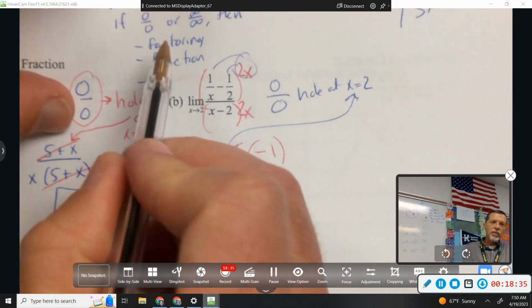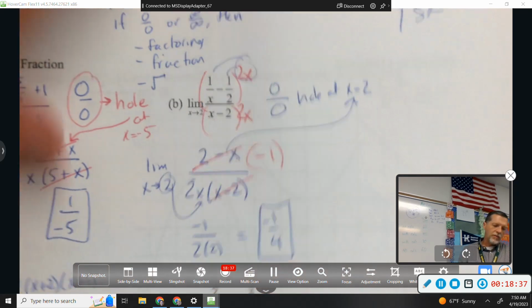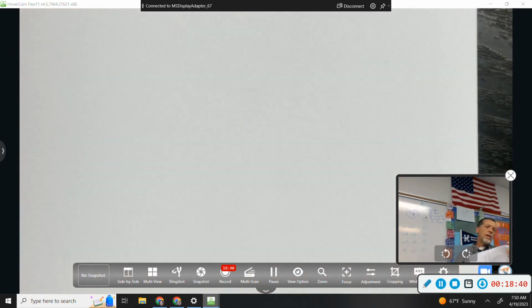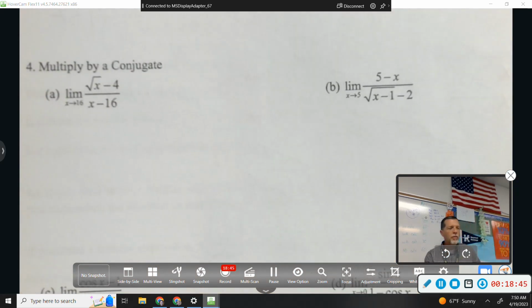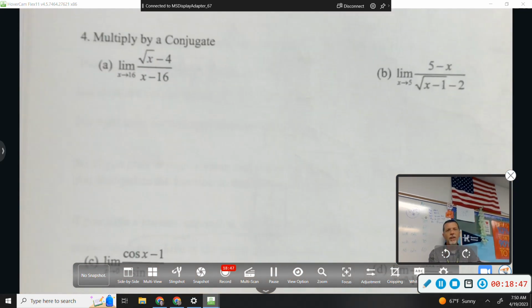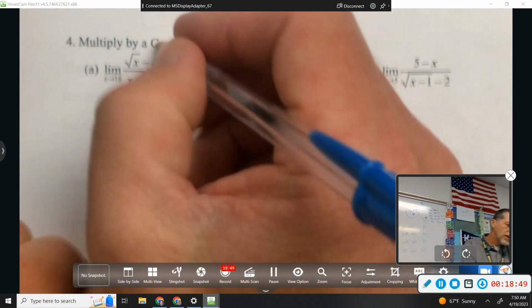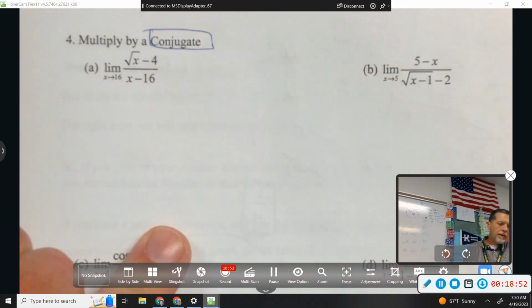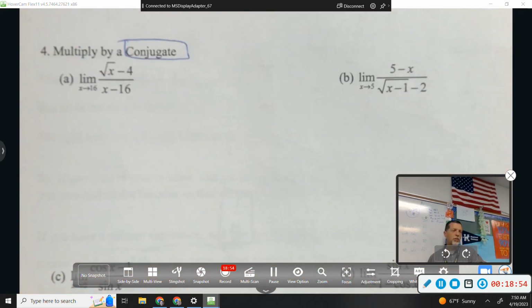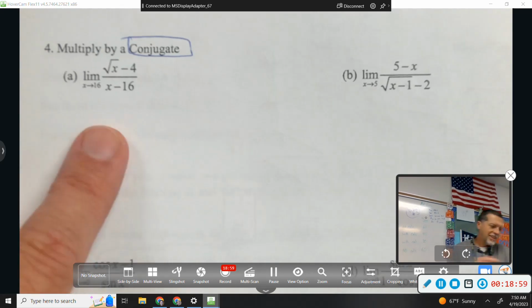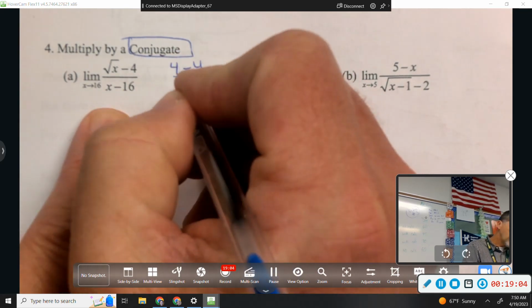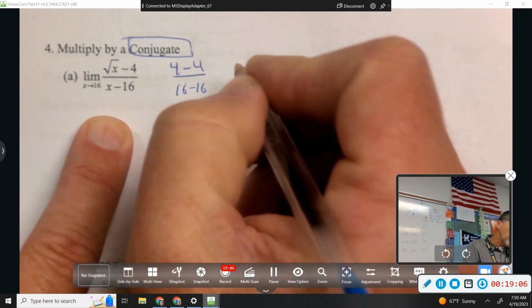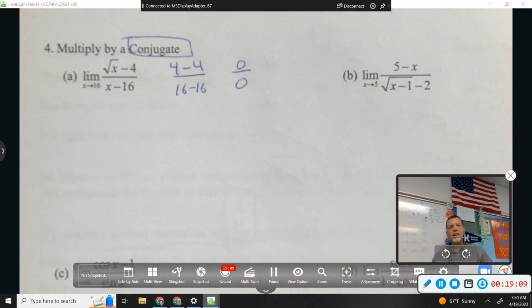All right, so that was method 3, handling fractions. Method 4 is handling square roots, which we've done before. So this one isn't too bad. You've handled conjugates before. So as always, start with substitution. If it doesn't work, then try something else. So if I plug in 16, square root of 16 is 4. 4 minus 4 over 16 minus 16, yep, that's 0.